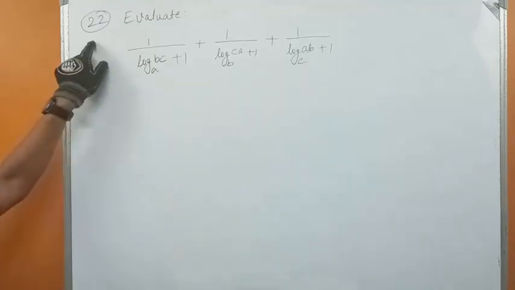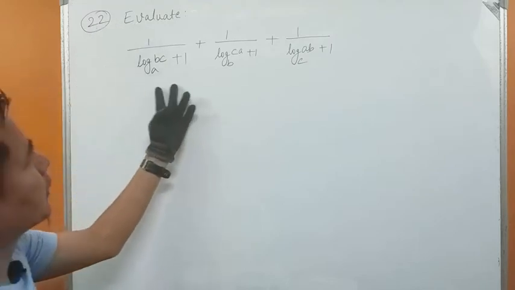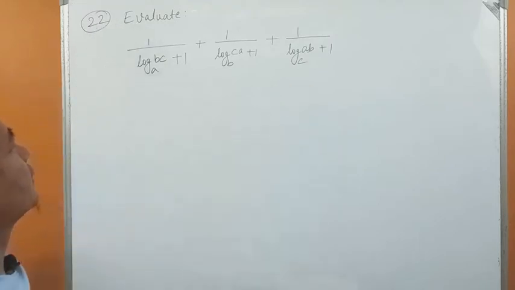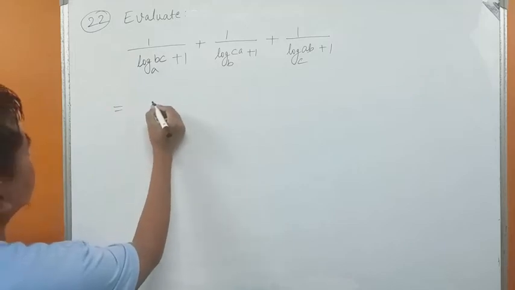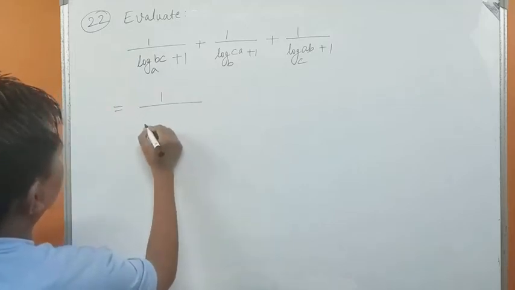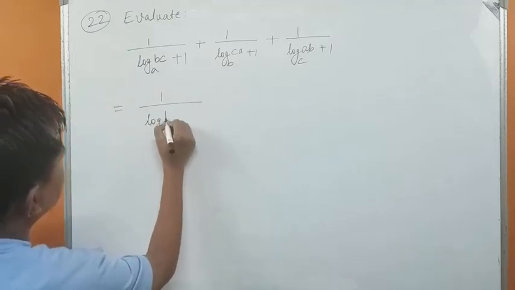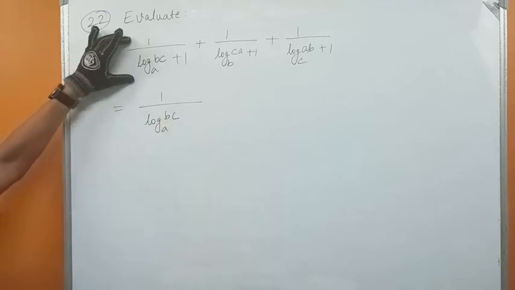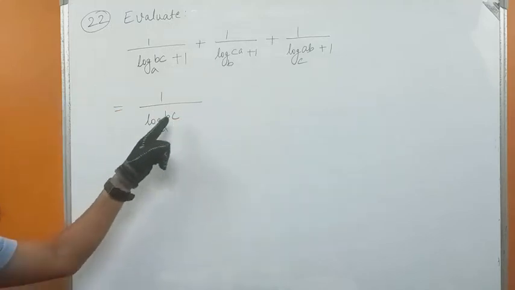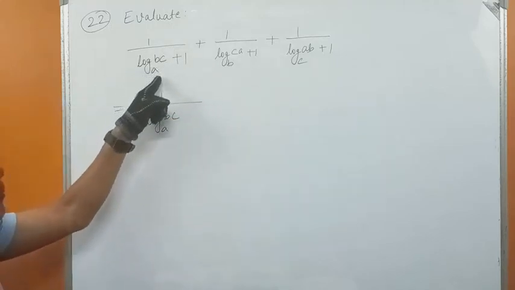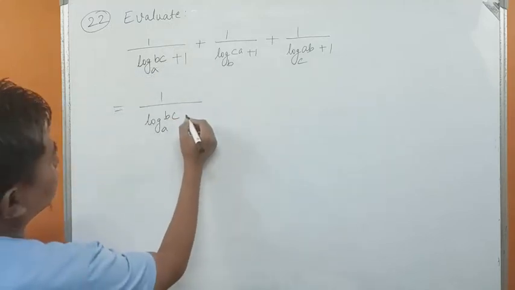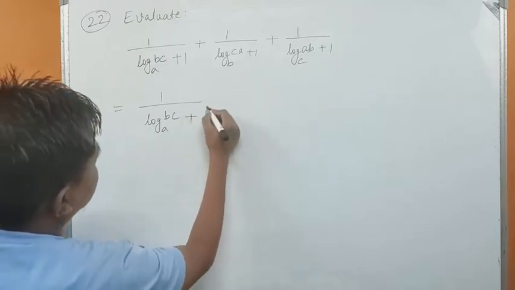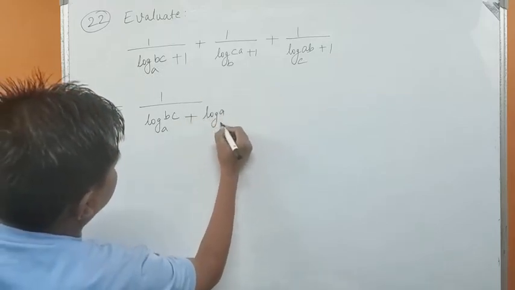Okay, now let us do question number 22, evaluate. So we are asked to find the value of this expression. Okay, so this gives us 1 upon log bc to the base a. So we are asked to find the value of this expression, isn't it? So log bc to the base a, we write as it is, plus this 1 can be written as log a to the base a.